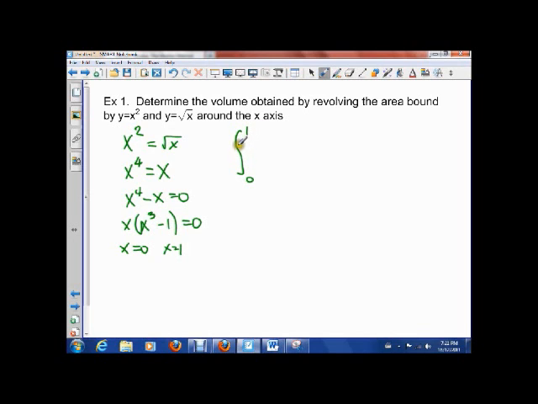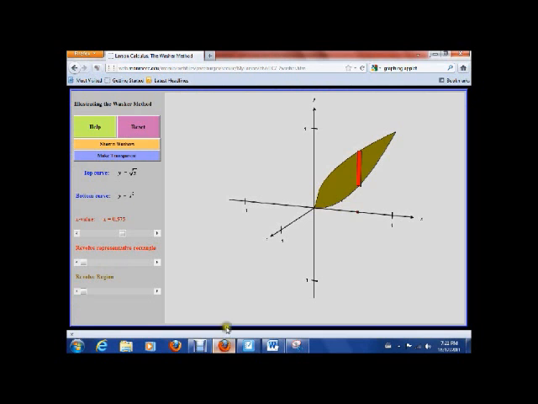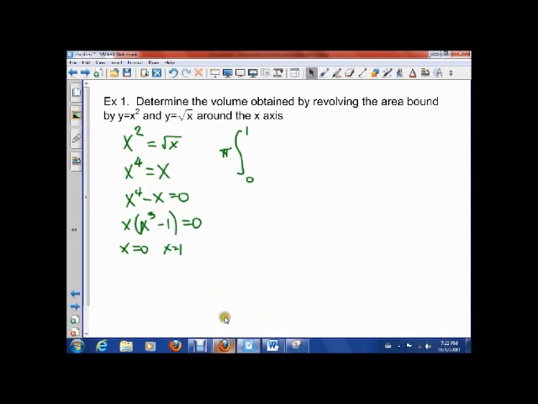Okay? Now remember our formula, right? It's pi r squared, so the pi can come out, and now the top function is square root of x. Okay? So the top function is root x, so that's going to go first. Okay? So we're going to do square root of x squared, and then we're going to subtract off everything underneath, x squared. Right? But that's got to be squared as well.